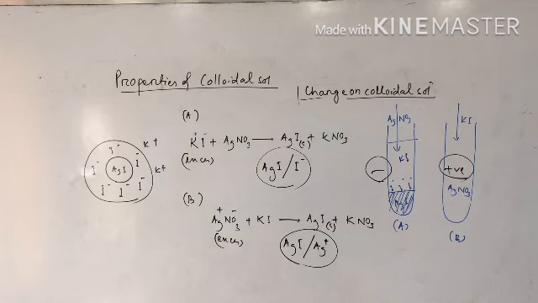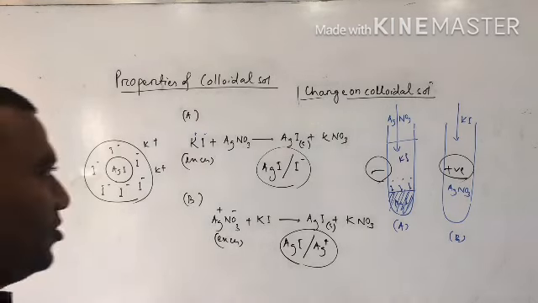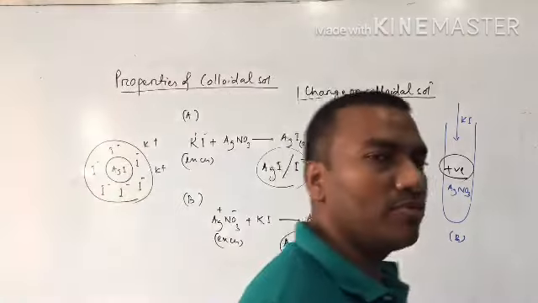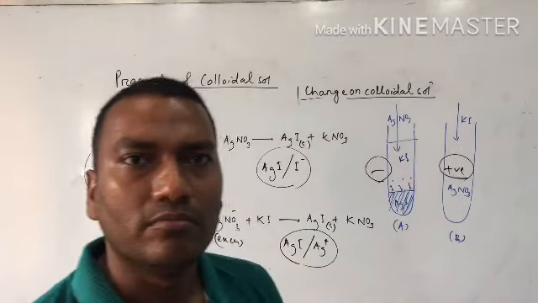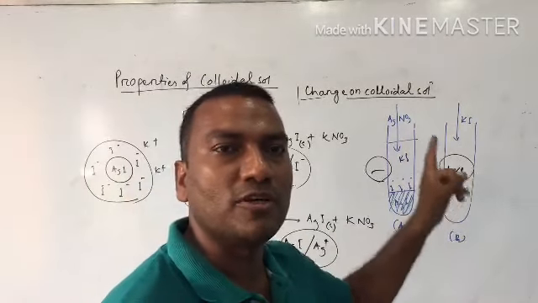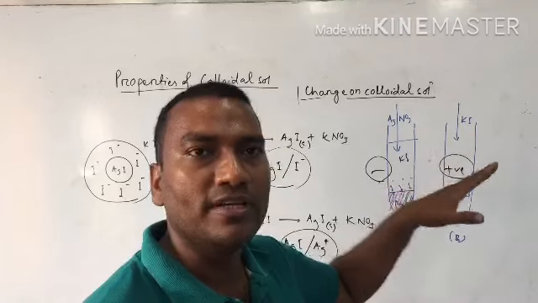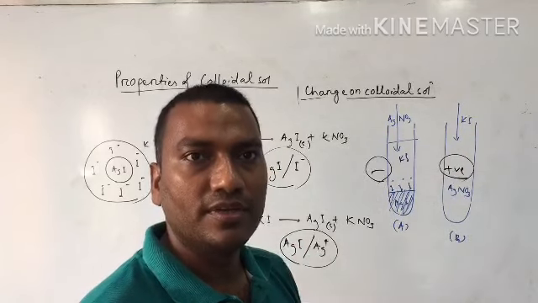Understood? Clear? So the charge on the colloidal particle is due to either electron capture, by solution, preferential adsorption, or formation of an electrical double layer. But here you will remember the formation of charge is due to preferential adsorption. Clear now?